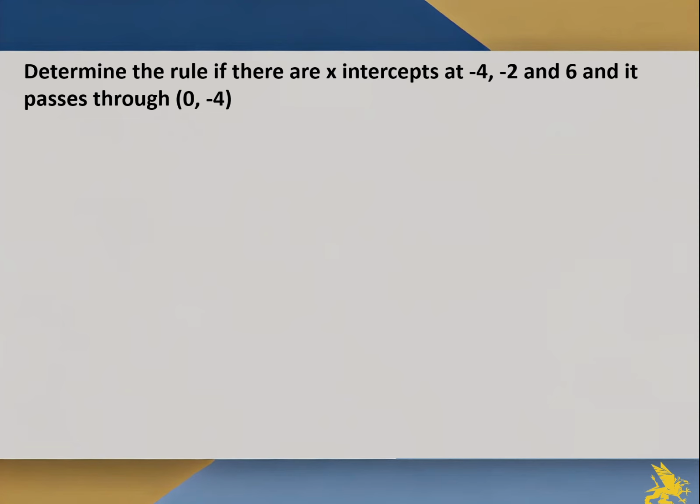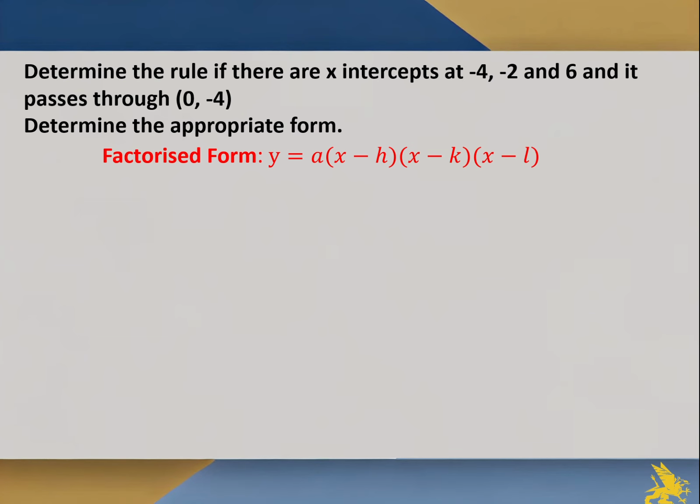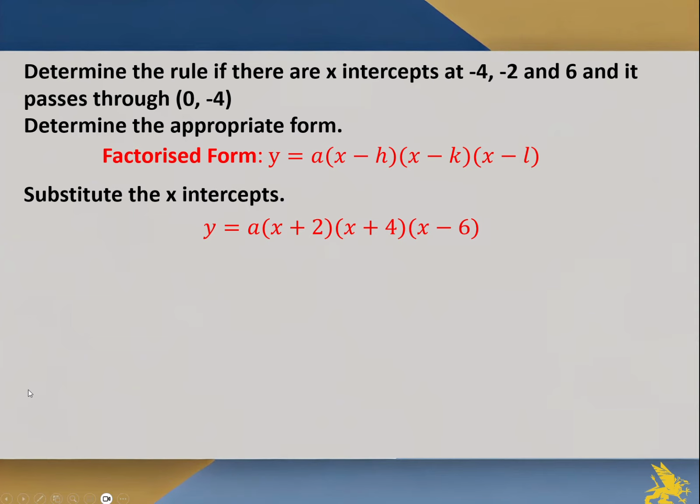Because this is something we do with every function, I'm only going to do two examples, and it's about determining what is the appropriate form. Here, we're going to determine the rule if there are x-intercepts at -4, -2, and 6, and it passes through (0, -4). The first thing we need to do is determine the appropriate form. We are given the x-intercepts, which means we must use the factorized form. I'm just going to substitute the x-intercepts in, and that gives me y = a(x + 2)(x + 4)(x - 6).